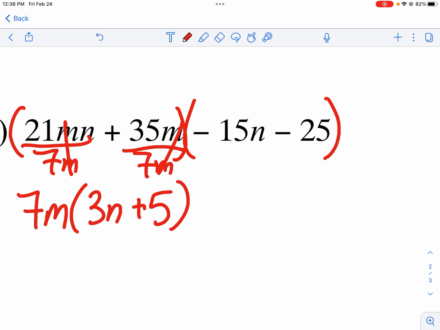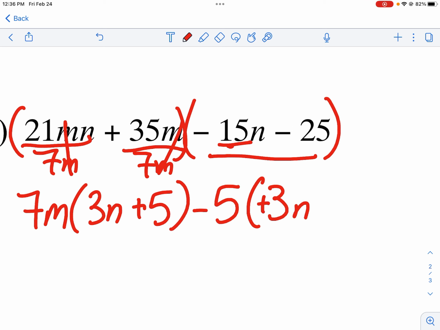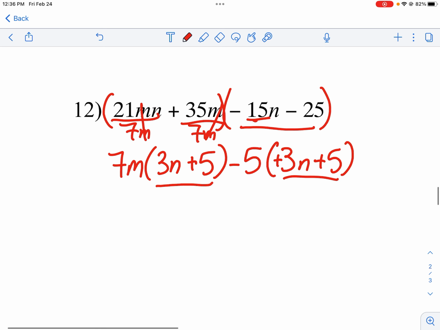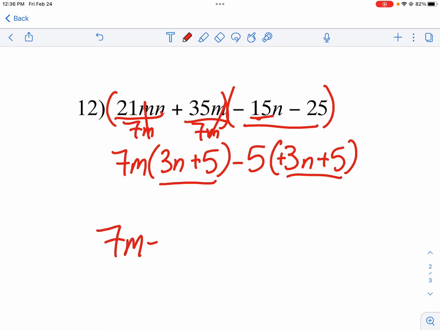So then now we move on to our next set of parentheses. Greatest common factor looks like maybe a negative 5. Negative 5, I take that out. So I'm dividing both these by negative 5. I'm left with, sorry, 3n. I divided by a negative, so I'm left with a positive 3n. And I divided negative 25 by negative 5, and I get positive 5, 3n plus 5, which is the same as our other one. So my answer is 7m minus 5 and 3n plus 5.